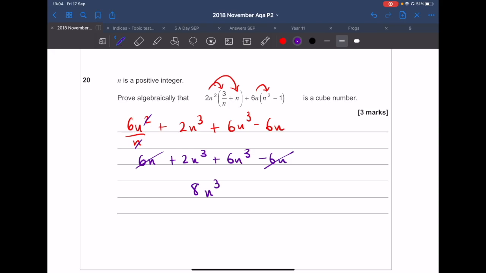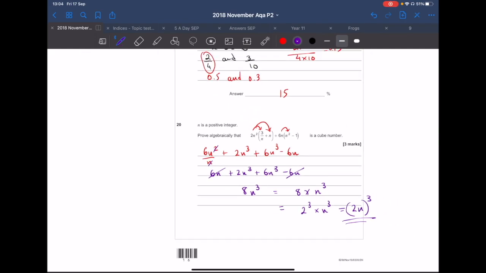So how can we prove this is a cube number? Well, both of these need to be represented as a cube. So you've got, really, that means 8 times n cubed. Well, 8 is 2 cubed. So therefore we can write 2n all cubed, and that's us proving it. That is actually a cube number.